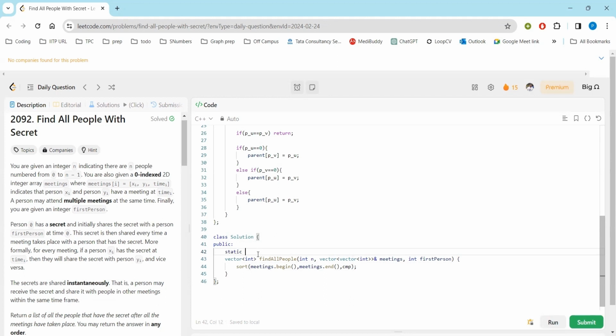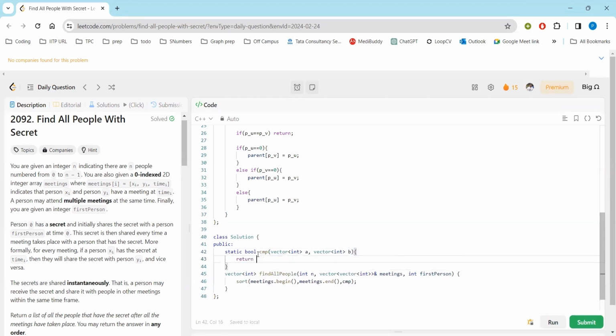So we will write a compare function which will take a vector and it will return true if a of 2 is less than 2, that means it is correct, else it will return false.